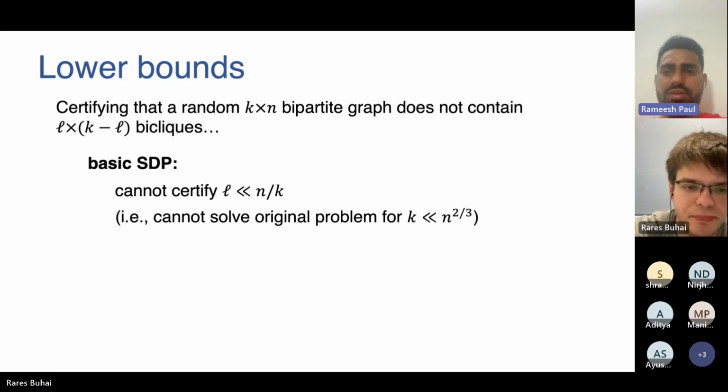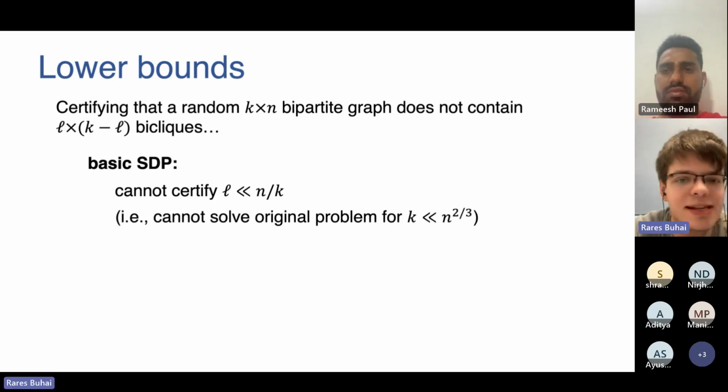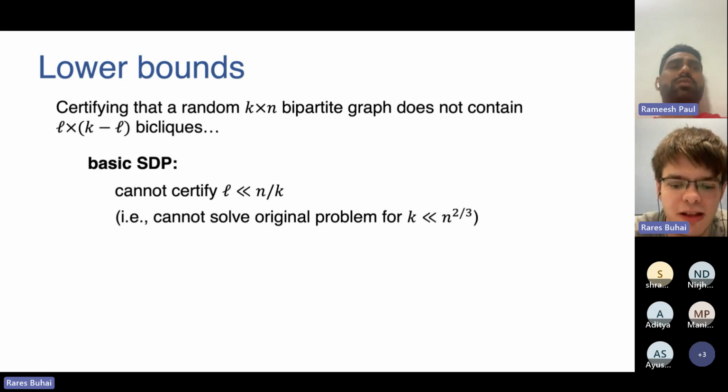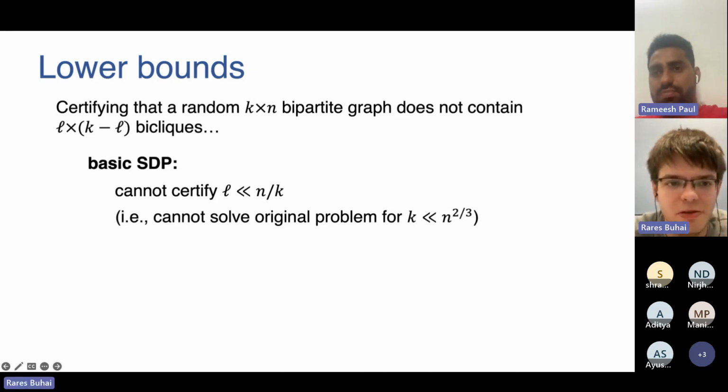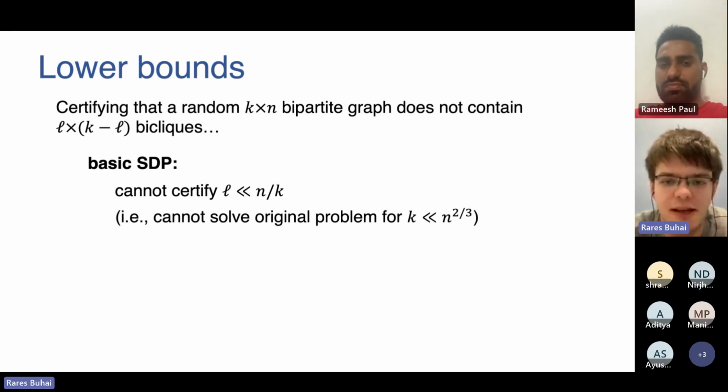So the basic SDP, you mean the Lovász theta SDP, the Feige one? So I'm not sure if it's exactly that. It's an SDP for finding a biclique in a random bipartite graph, so it's not one for the clique problem itself. The lower bounds only apply to this. I see. So using this biclique certificate, you cannot solve the problem better than n to the power 2/3. Yes, I'm saying that a basic SDP, by using this bipartite certificate, cannot solve the problem for better than n to the 2/3.